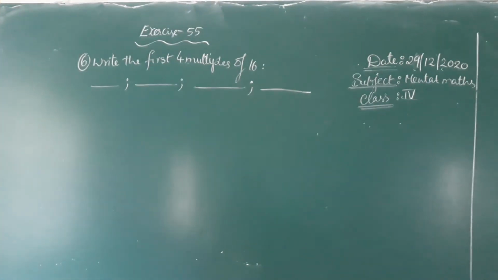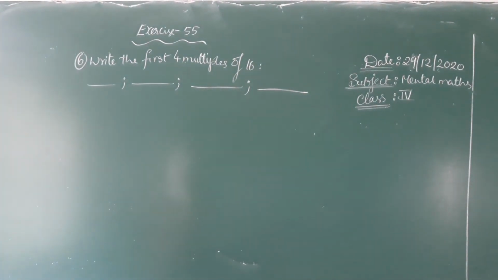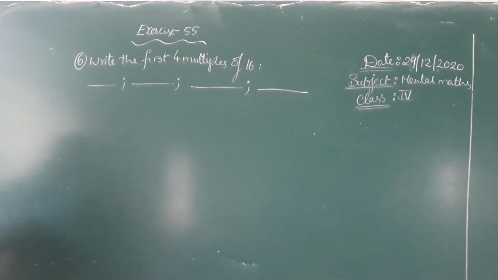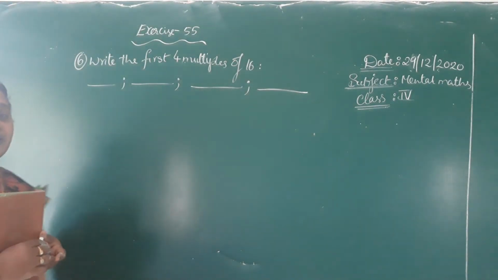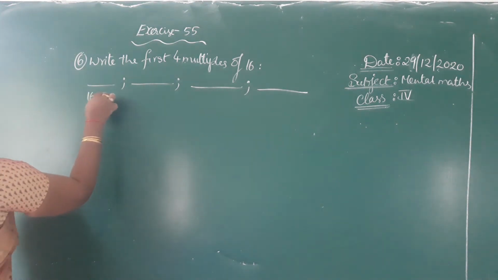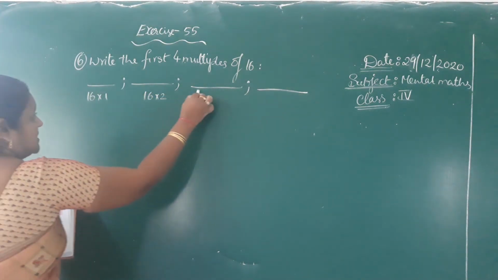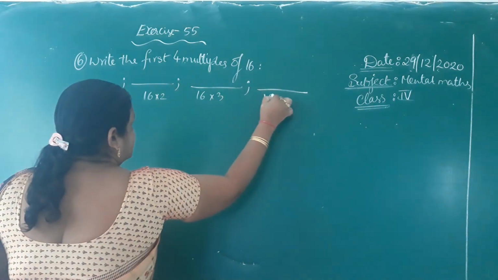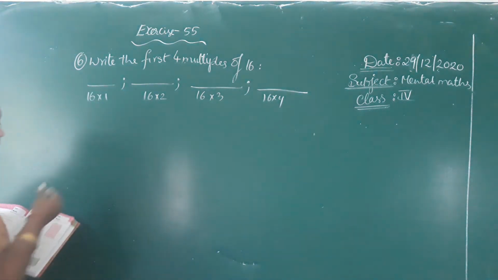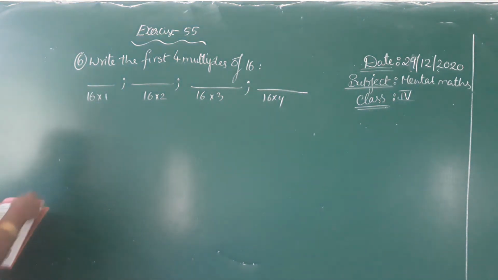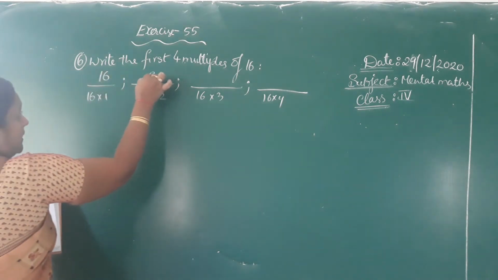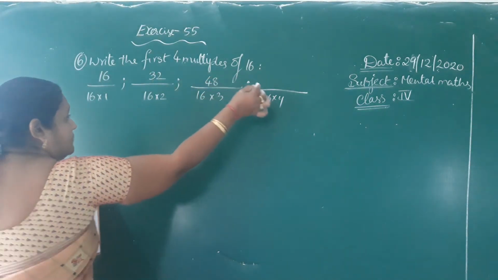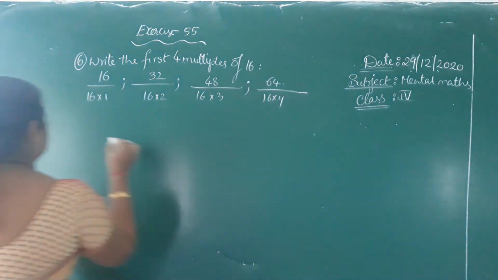What are multiples of 16, children? 16 ones are 16, 16 twos are 32, 16 threes are 48, 16 fours are 64, 16 fives are 80, like that. But here they are asking us to write only the first four multiples of 16: 16 ones, 16 twos, 16 threes and 16 fours. What are the answers you have to write in the blank? 16, 32, 48, 64. These are all the multiples of 16.